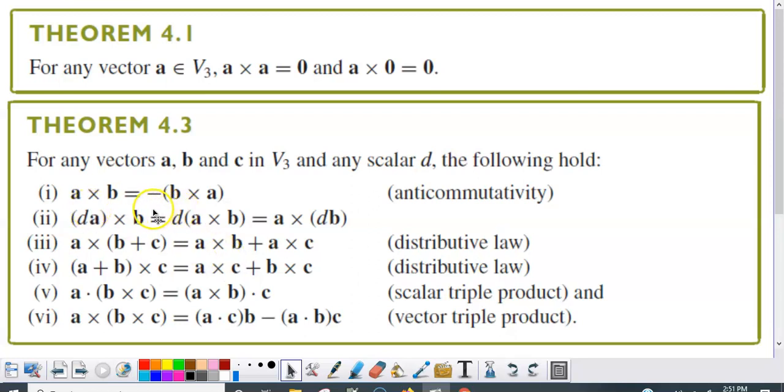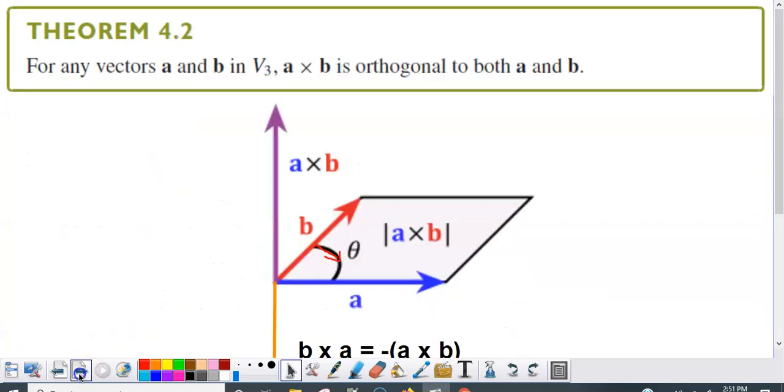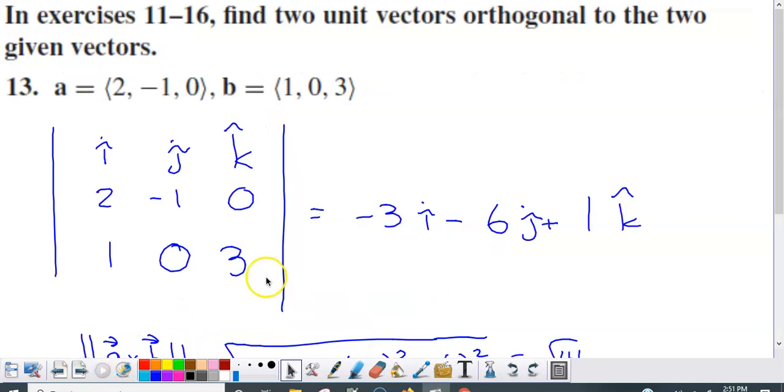But if you look at this, the cross product calculation is not commutative, but it has the property known as anticommutativity, meaning you don't get the same answer when you swap the order of the problem. You get the opposite of that original answer. And that's what the geometry that we were just talking about on this screen supports. So the one example that we'll do on this screen has the set of directions that ask us to find two unit vectors orthogonal to the given vectors.